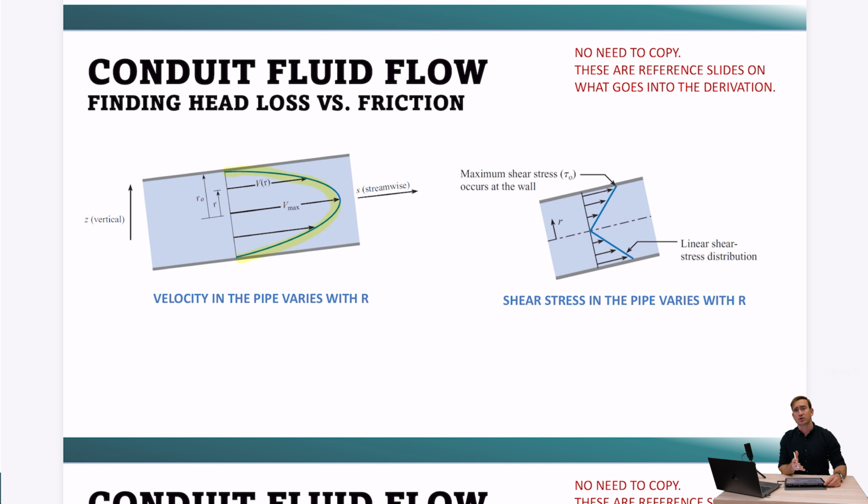Now you may remember from earlier in the class, fluid velocity changes as a function of where in the pipe's cross-section you are. We explained that maximum velocity usually occurs right in the middle of the pipe, and we have smaller and smaller velocities as you get closer to the edge of the pipe.